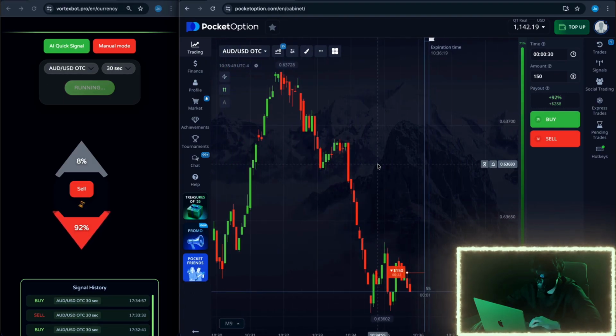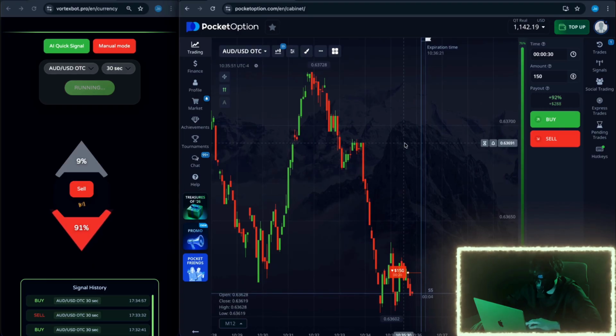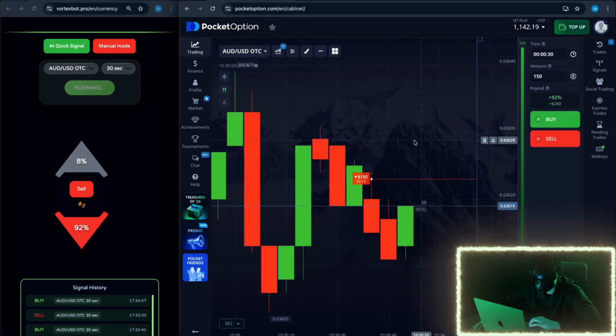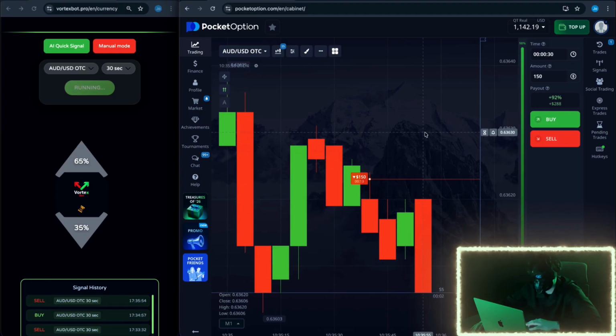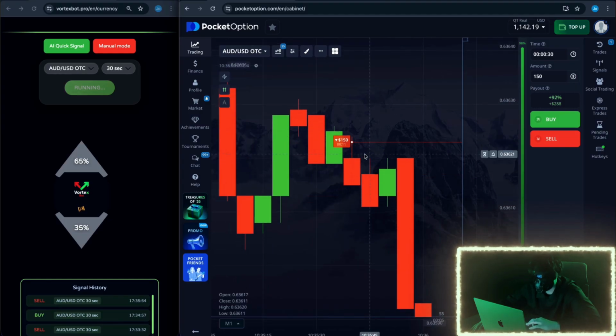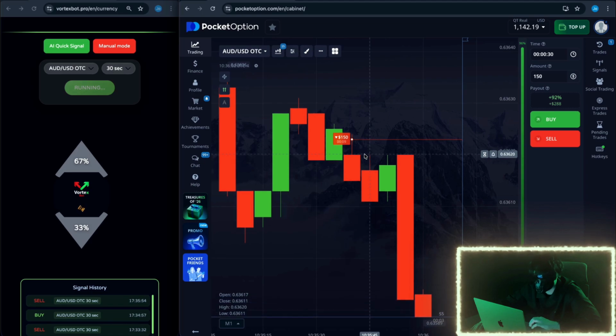As we can notice, there's currently a strong downtrend in this currency pair. We're following it. I think Vortex did a very high quality analysis, and there are only 15 seconds left. So far, our trade is confidently going into profit. And we're getting huge bearish candles, guys.